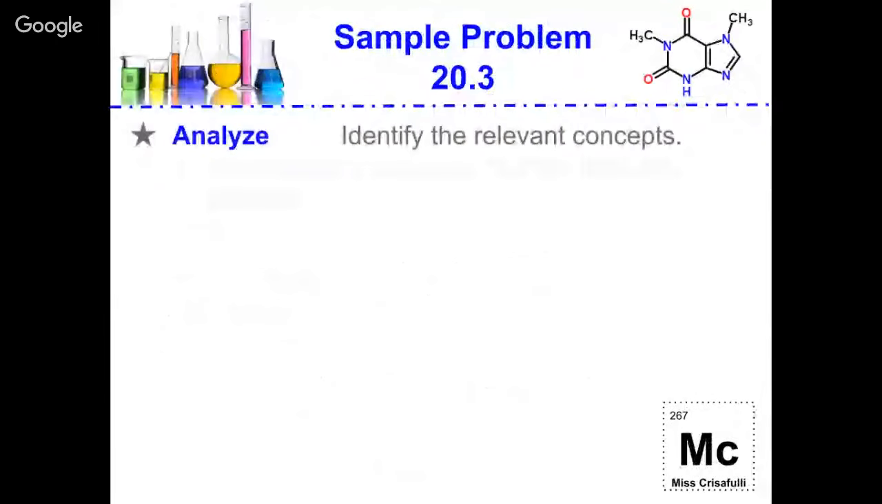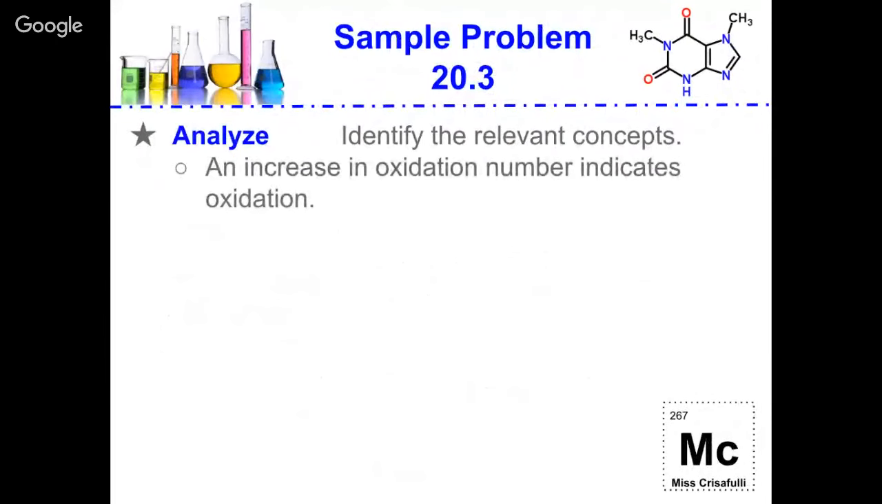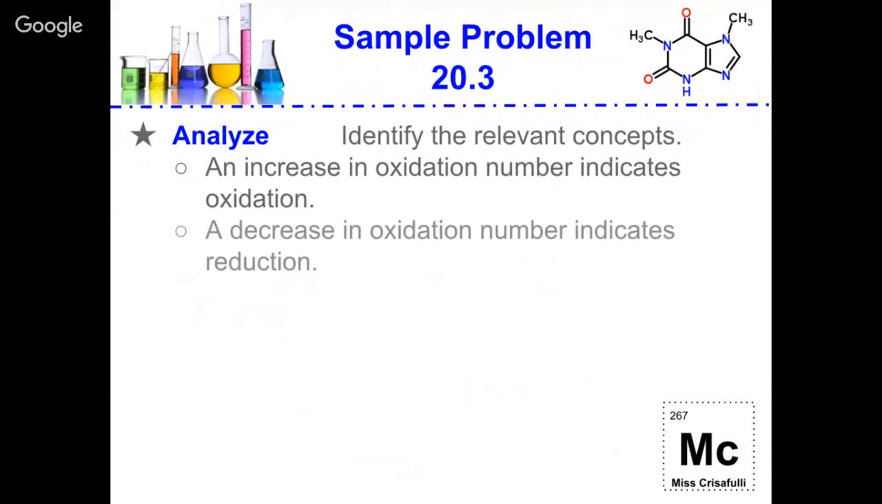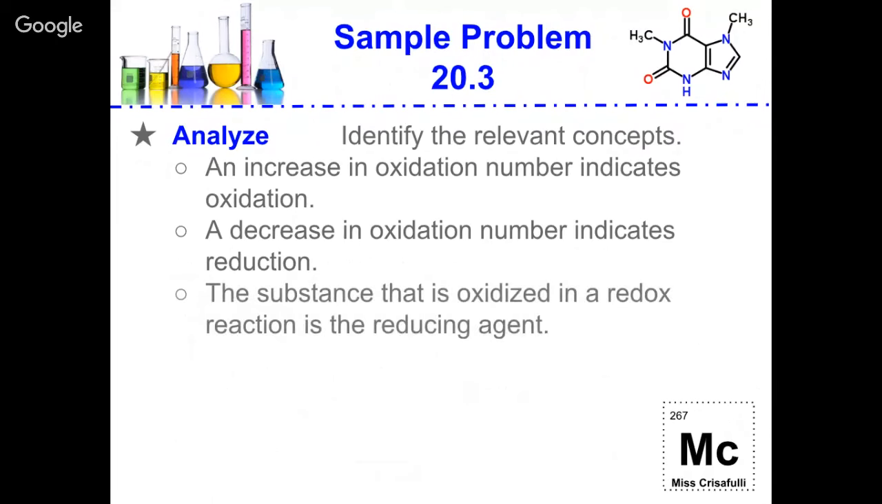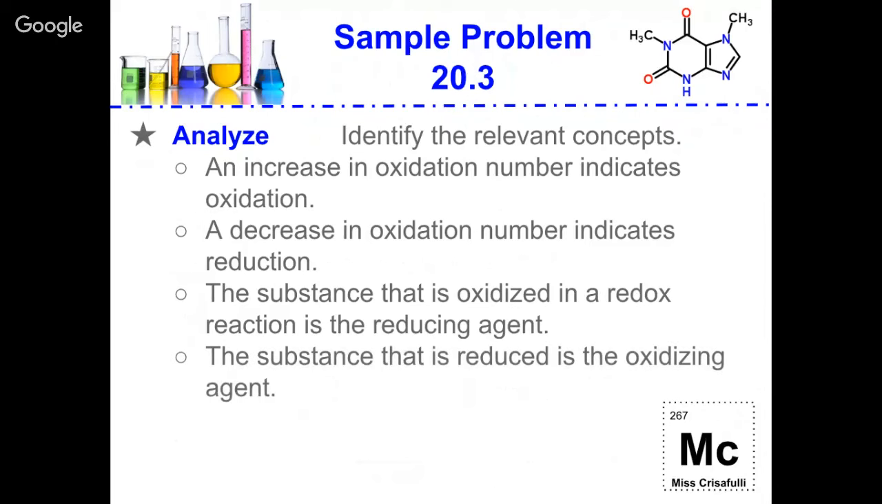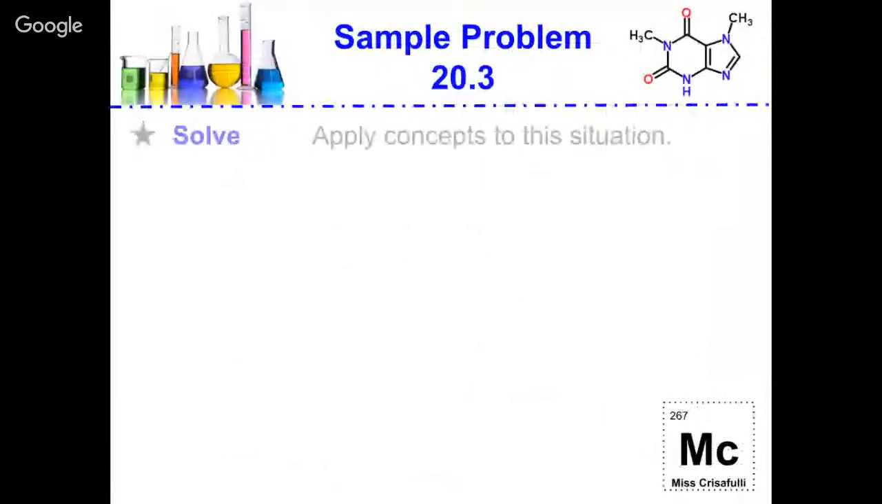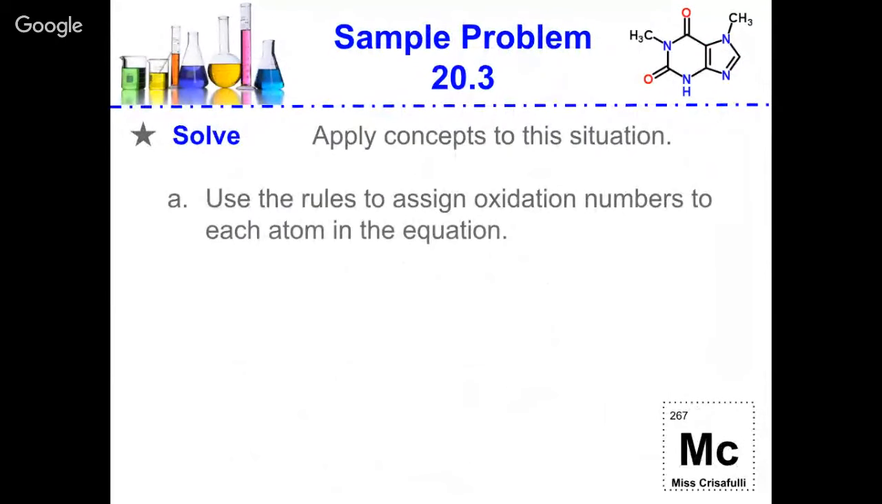First, an increase in oxidation number will indicate that that atom was oxidized. If there's a decrease in oxidation number, that means that that ion or atom was reduced. The substance that is oxidized in a redox reaction is the reducing agent, and a substance that is reduced in a redox reaction is the oxidizing agent.